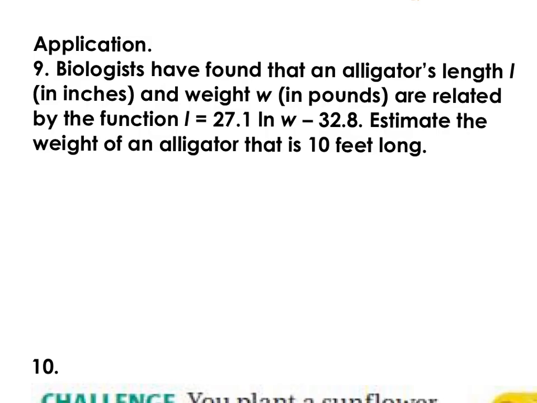All right, what do we know? We have two variables that we're looking at in this equation. We've got L, which is the alligator's length, and W, which is the alligator's weight. We have a formula to use, so we don't have to make anything up. That's best case scenario. I'm going to start by just rewriting that formula. The length of the alligator is equal to 27.1 times ln W, which is the weight of the alligator, minus 32.8.